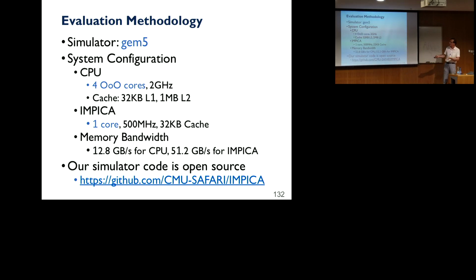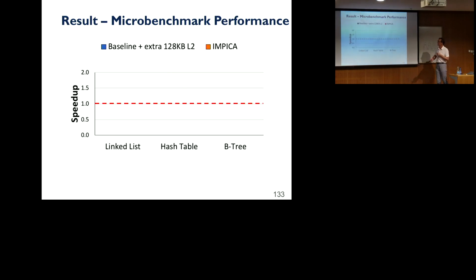So our simulator is also open source. As much as possible, we open source all the simulators that we write. You can take a look at it. And this is what we compare to. So let's look at the microbenchmark performance. Basically, we looked at 3 microbenchmarks: linked list, hash table, and B-tree. And this is the speedup. And we compare to baseline plus extra 128 kilobyte L2. That's, according to our estimations, what the cost of the IMPICA accelerator is.